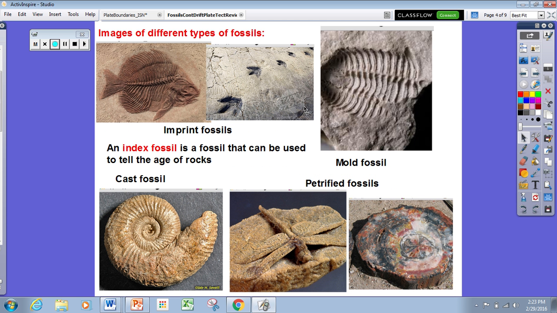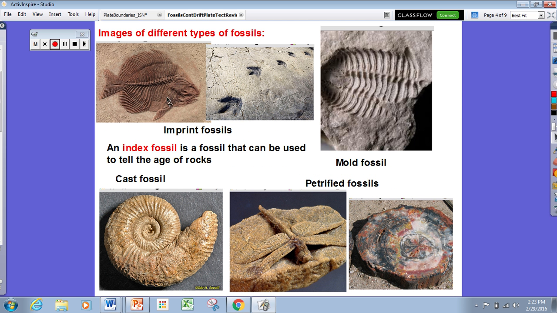So here's some images of different types of fossils. Here we have a couple of imprint fossils. We've got a fish, and you can see a lot of detail in there because it was pressed between layers of rock or layers of dirt, which eventually became rock. Here we've got some fossilized, what look like dinosaur footprints.